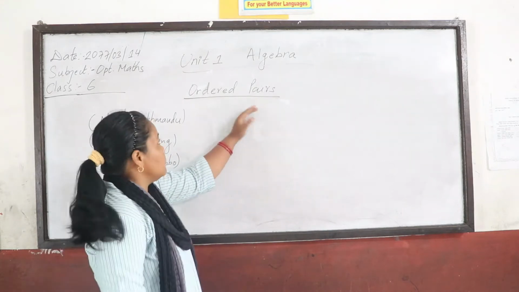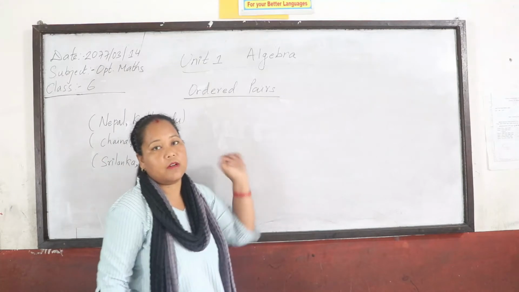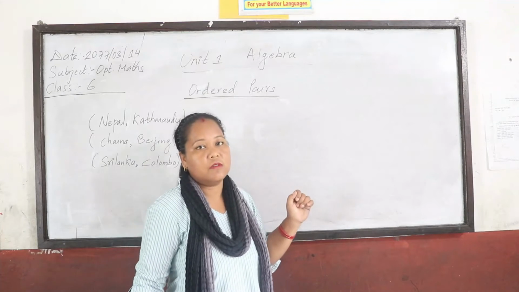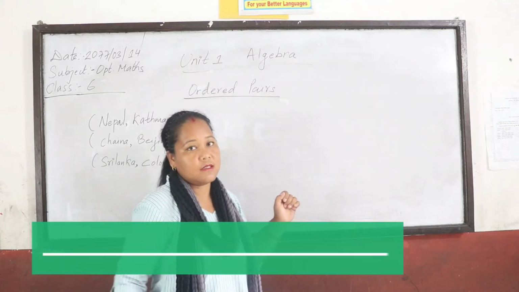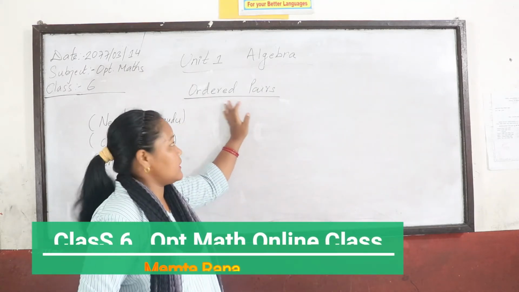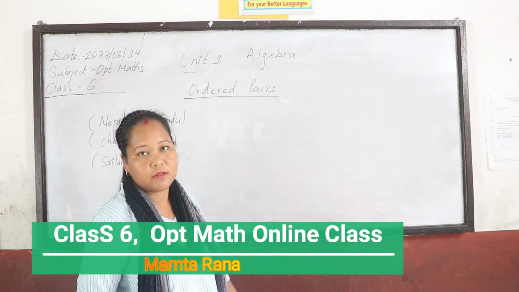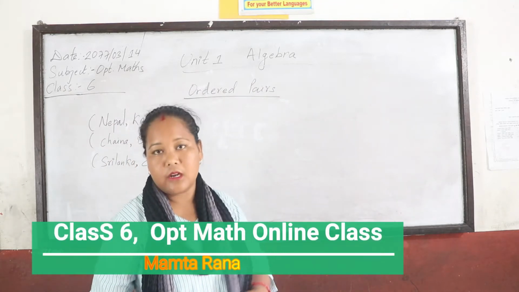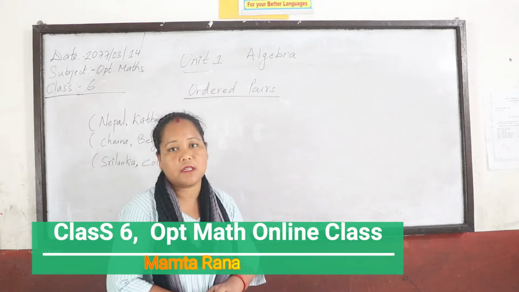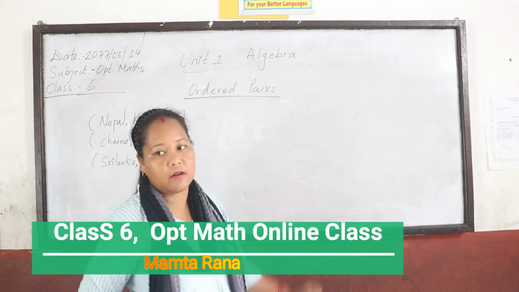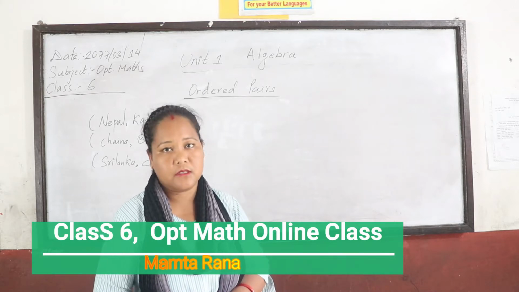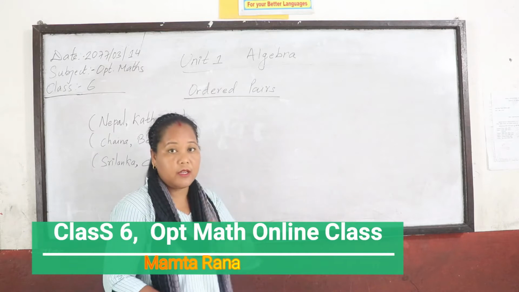Okay? And we know about order and pair also. Yes? This word order and pair, this is not new for us. Yes? Order means specified order. Yes? And pair means two. Yes? And the order pair means collection of object in pair. The collection of object in pair is order pair. And that collection should be specified. Okay? The collection should be specified.